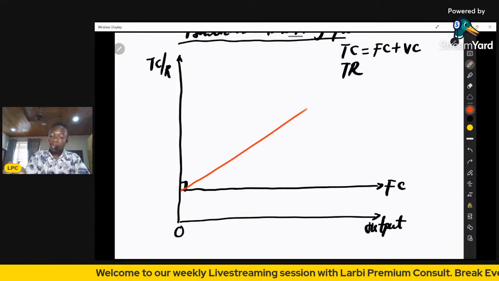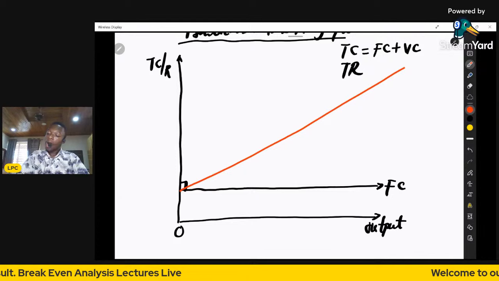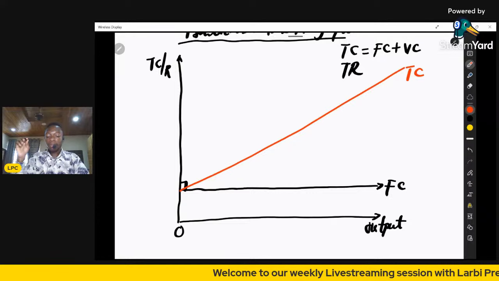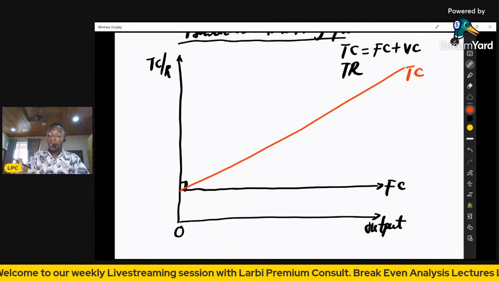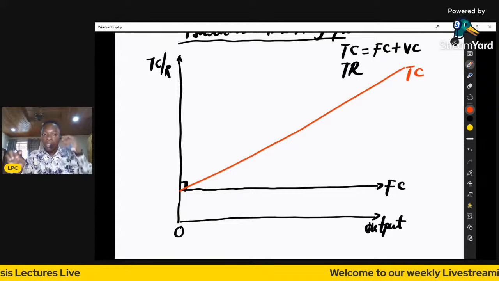Let me draw it. Our total cost curve or line starts at the point where the total fixed cost meets the total cost or revenue axis, and it runs parallel to the output line. Is that okay? Right. So this is also our total cost curve.